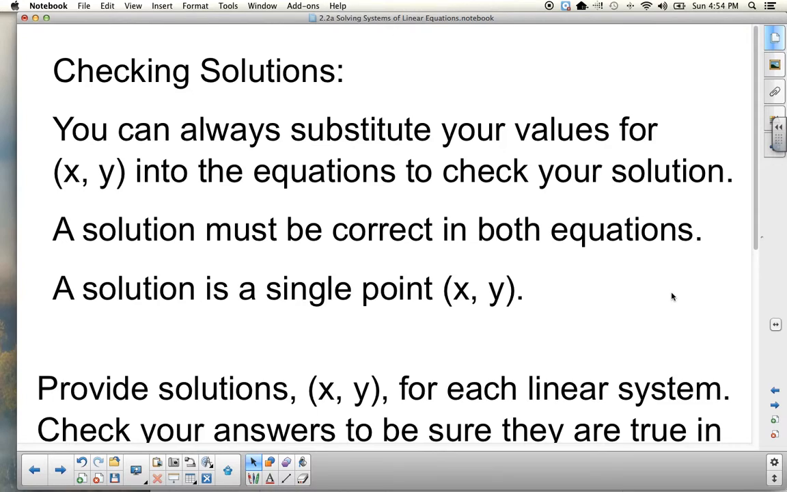So when you have a graph, it's really nice to be able to see that the point is part of the two lines. You don't always get that. Sometimes you have just equations and you have to be able to check and see if your answer works. That means that you have to take the x value and put it in for x in your equations, take the y value and put it in for y in your equations. The solution has to work in both of the equations, but the solution then is that point x, y.